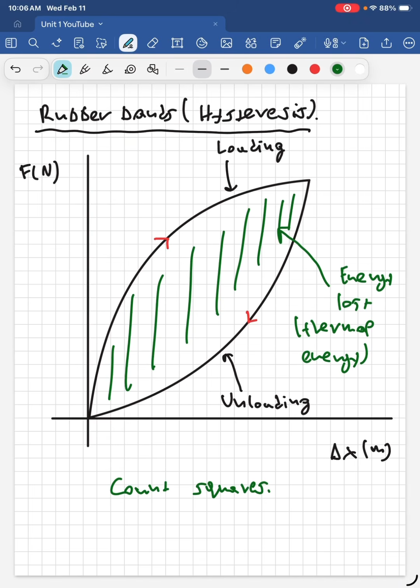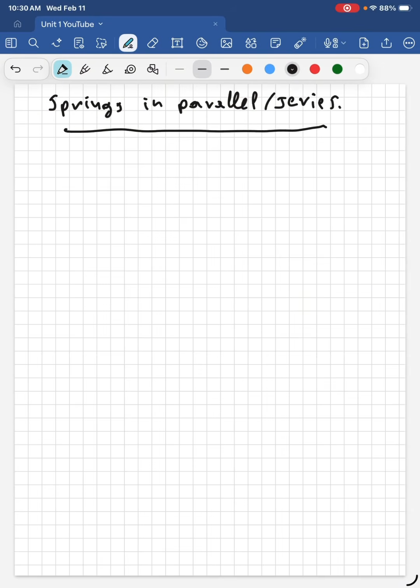And therefore, we lose some energy in the process, which is the area in between these two graphs. And this is a very advanced concept, but it did appear in past papers, so please pay attention to it. Okay, let's move on.